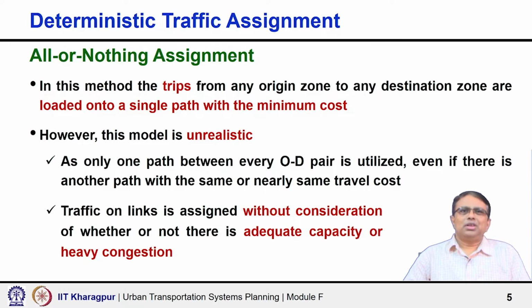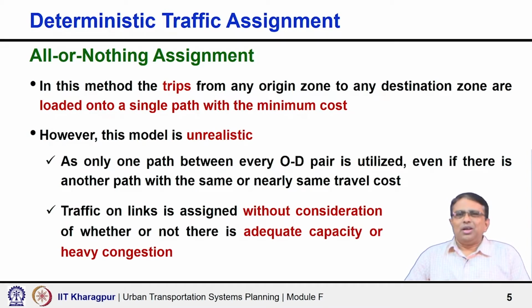The second problem is that traffic on a link is assigned without consideration of whether or not there is adequate capacity or heavy congestion. Again, what does it mean? We are finding out the travel time. Now, what is this travel time? This may be the zero flow or free flow travel time, when the road is empty and there is practically no traffic, and how much time it takes. That is the shortest path, before loading the network.